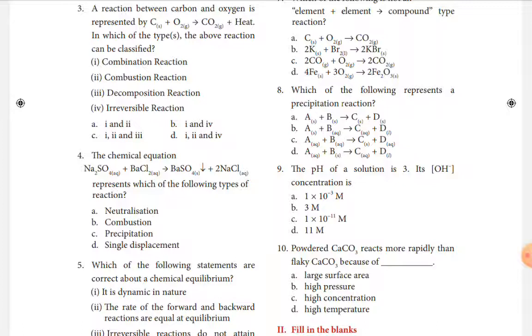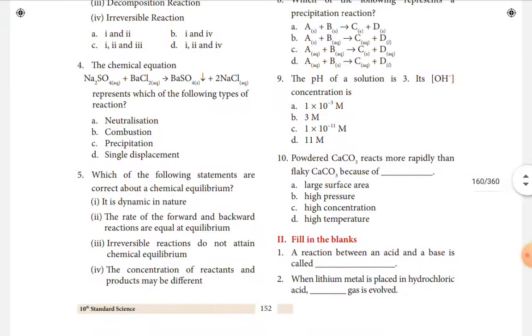Then, the pH of a solution is 3; what is the OH concentration? That is option C, 1 × 10^-11 M, because pH + pOH = 14. We know the formula: pH + pOH = 14. pH is 3, so 14 minus 3 gives 11.